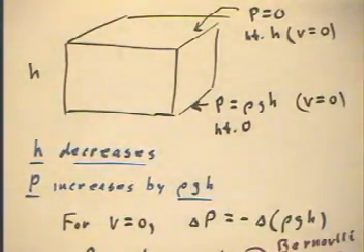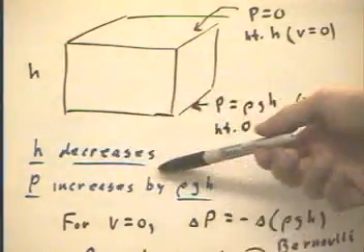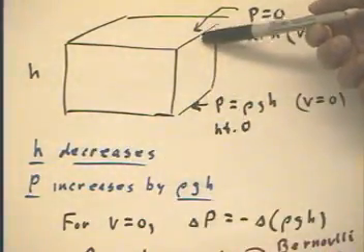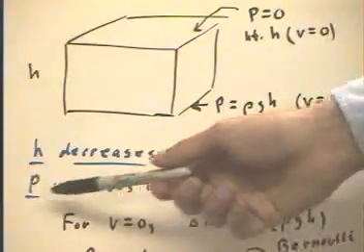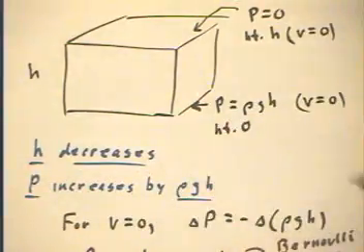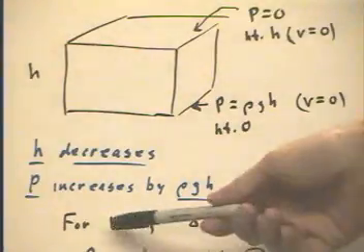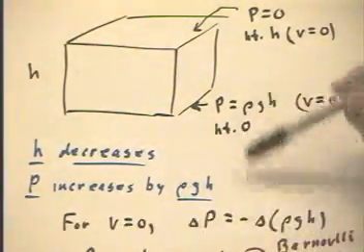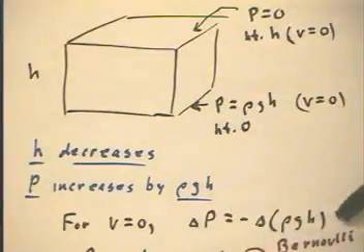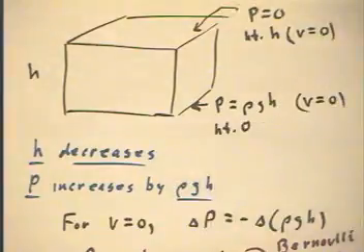We see, therefore, that when h decreases from the surface here down to the bottom, pressure increases by rho g h. If we apply Bernoulli's equation, which for zero velocity tells us that the change in pressure will be the negative of the change in rho g h, we're going to get exactly the same result.